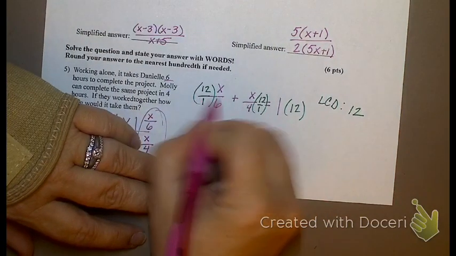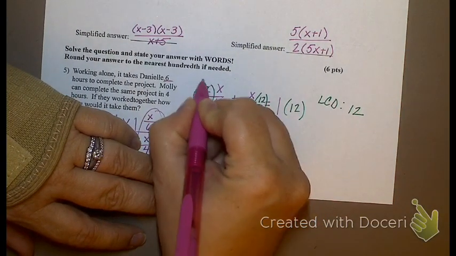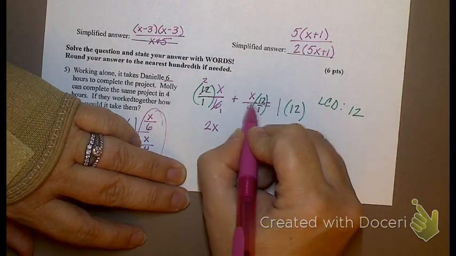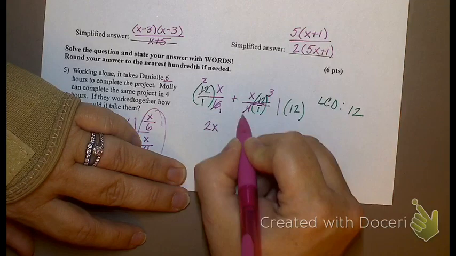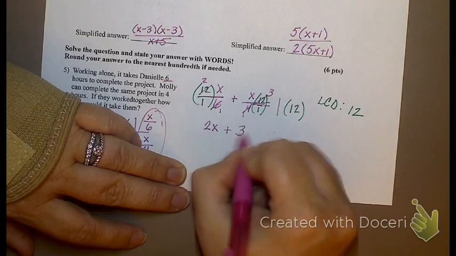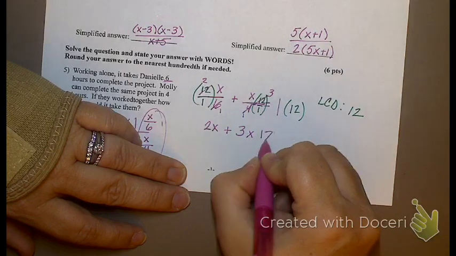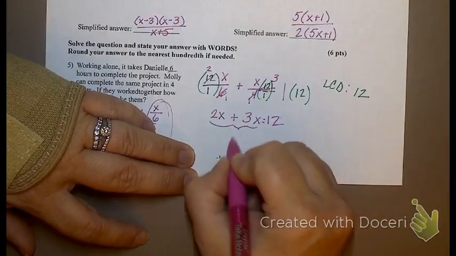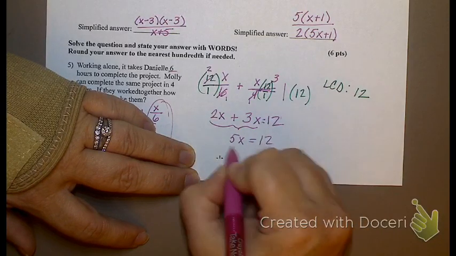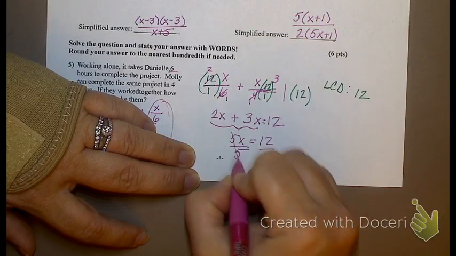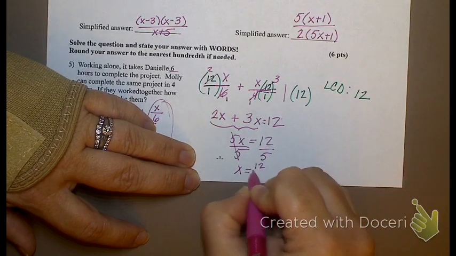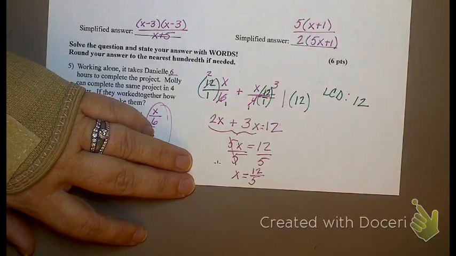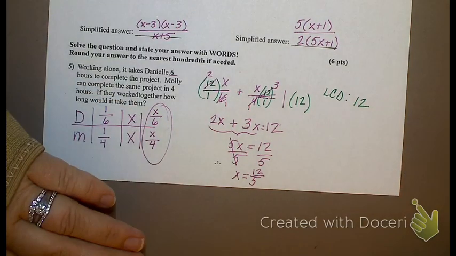So 12 over 6 reduces to what? 2 over 1, so that gives me 2x. Right here, 12 over 4 gives me 3x. And 1 times 12, sorry, is 12. So what do I have? 5x equals 12. Divide by 5. X equals 12/5. And 12/5 is a stupid answer when you're asking about a time.